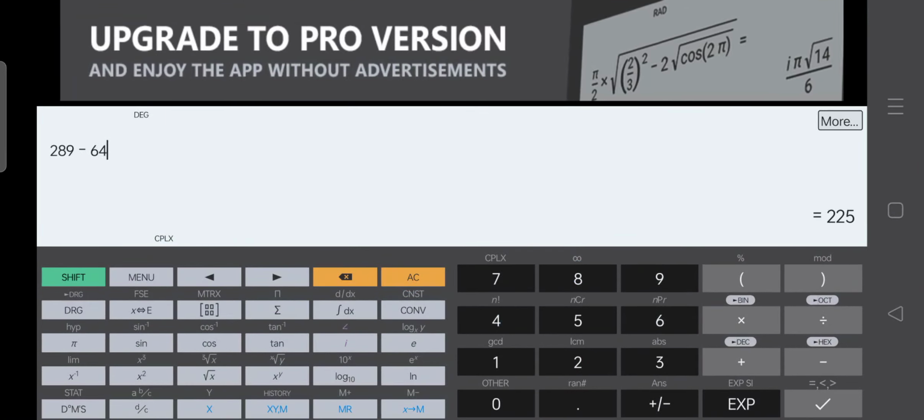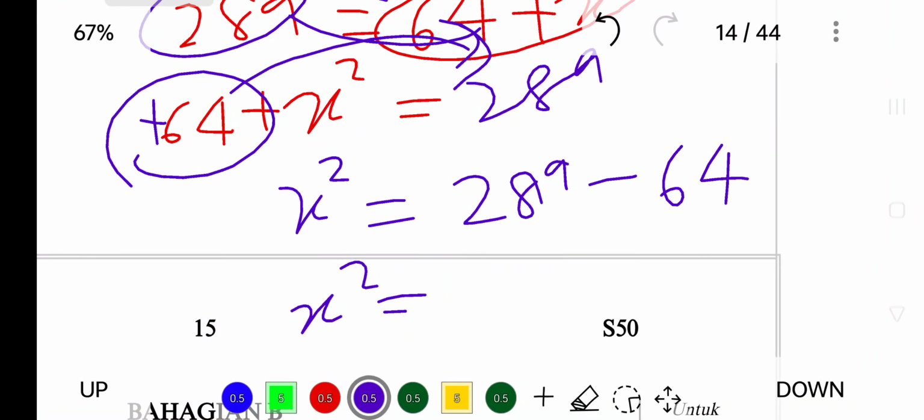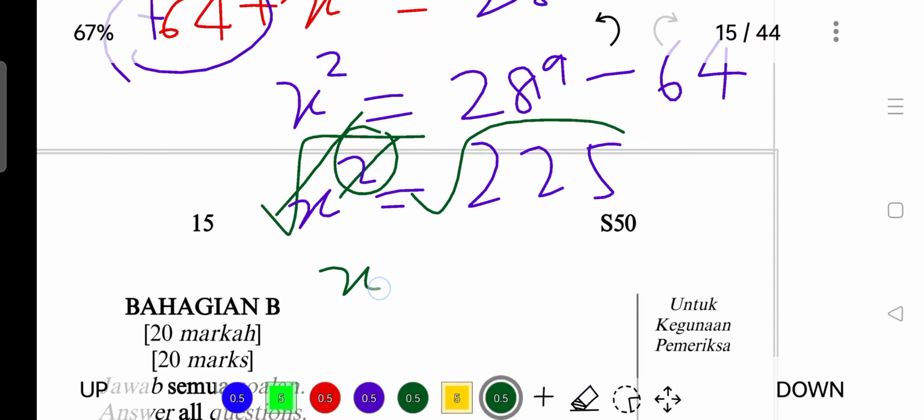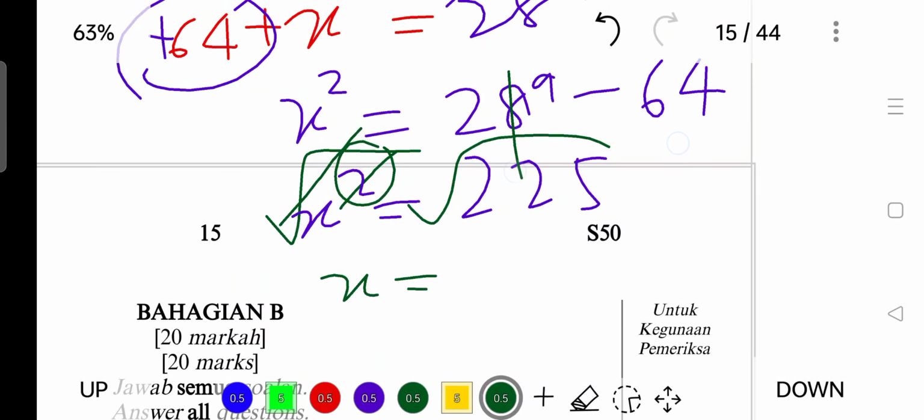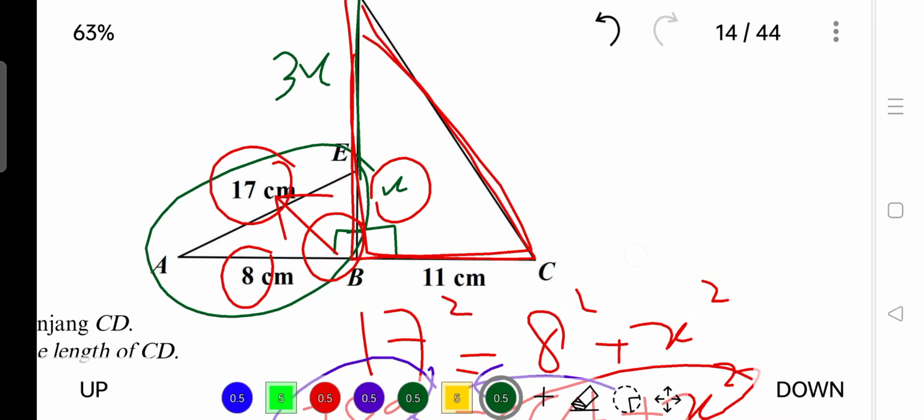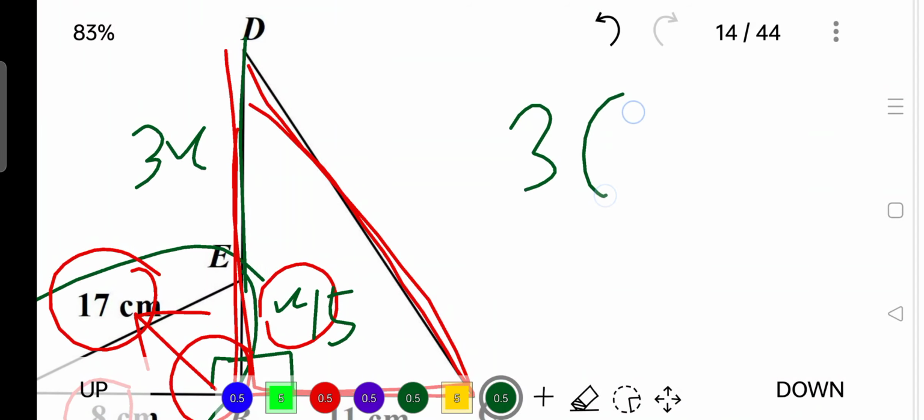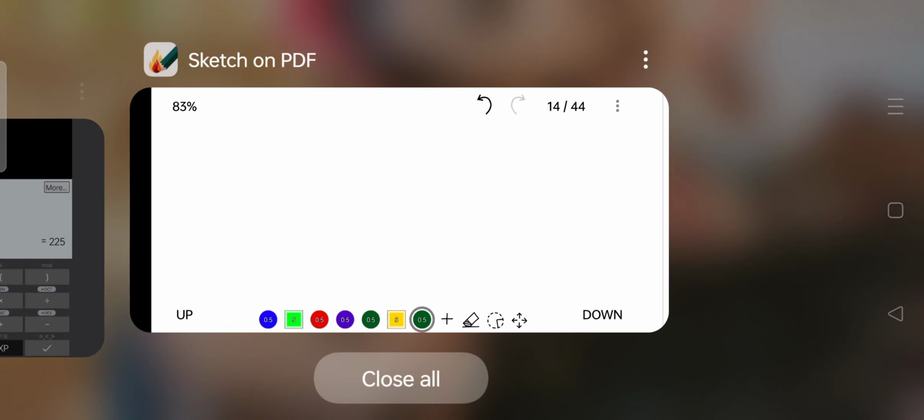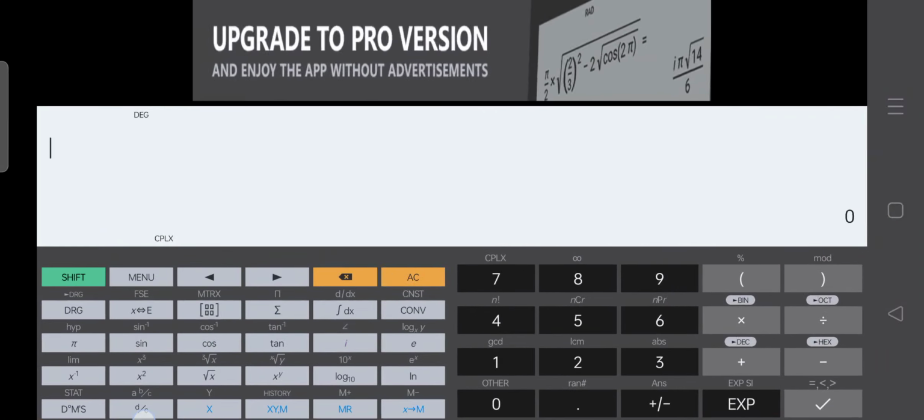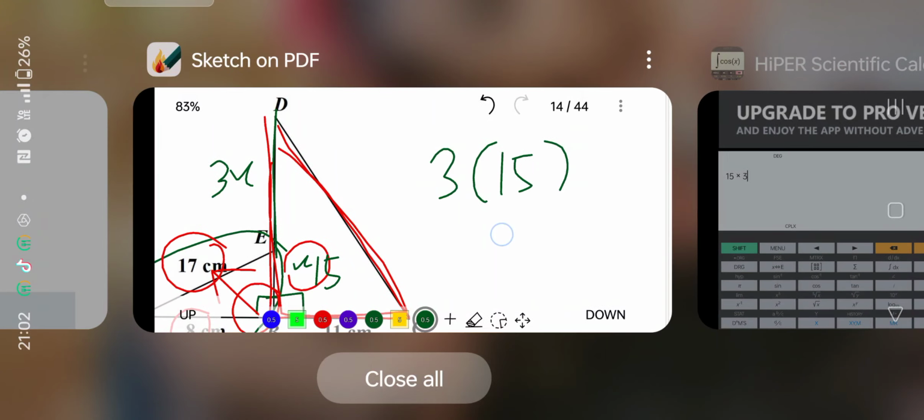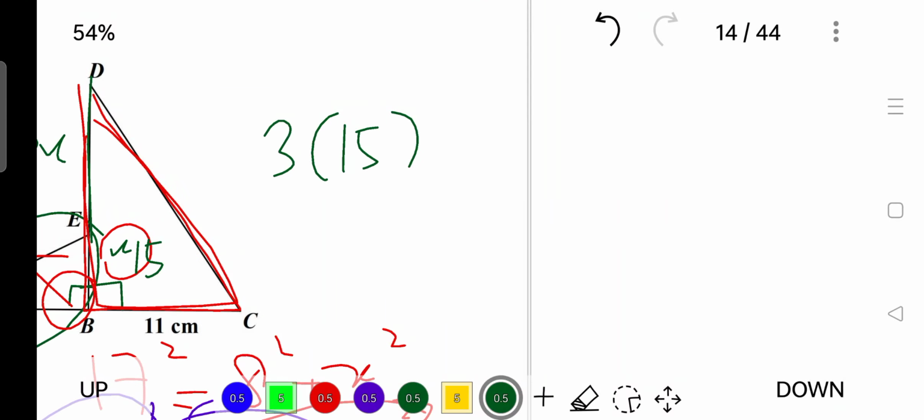289 minus 64 is 225. And I don't want this square, so I can just square root both sides and I will get 15, people. So the answer for x is 15. How about 3x? 3 times 15 is 45? Yes, you got 45. All right, let's draw this again.